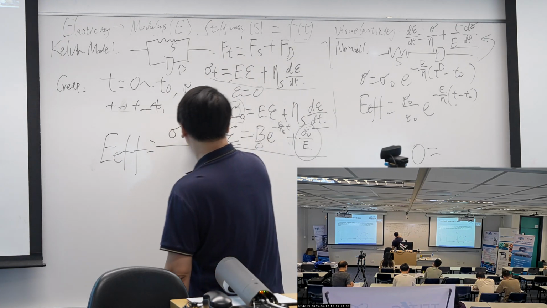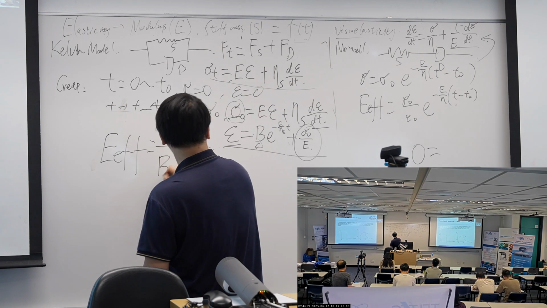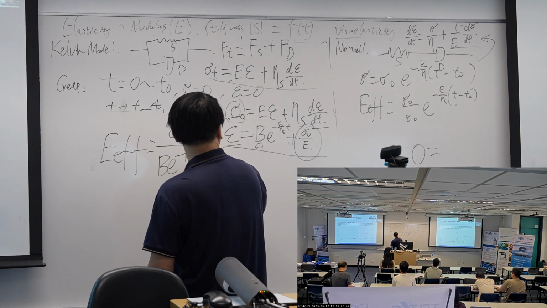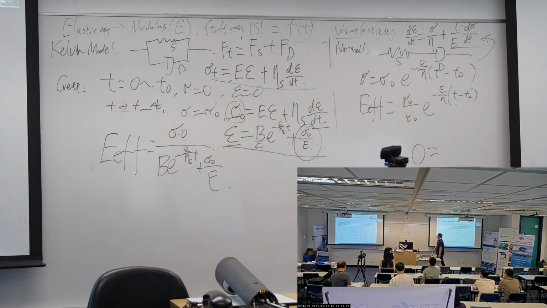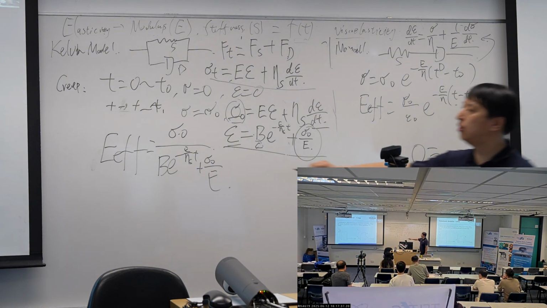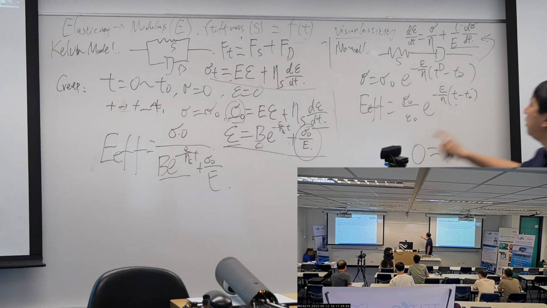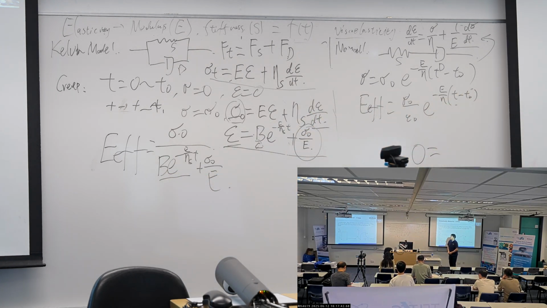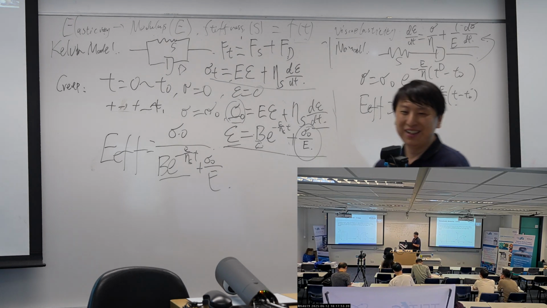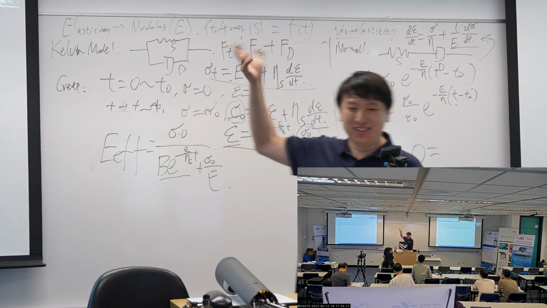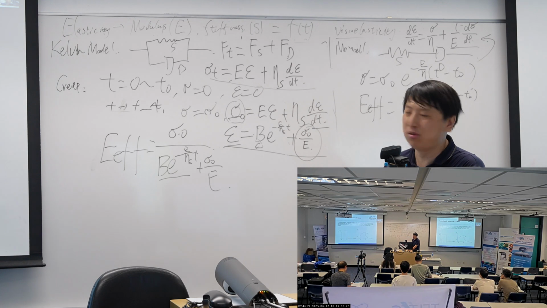That's the sigma 0 over b, e, eta over eta st plus. That's it. So it's also an exponential function, but it's a little bit different from this one. Yeah, that's the creep for the Kelvin model. Okay, so sorry, I messed it up. I just thought the wrong way about these two equations.